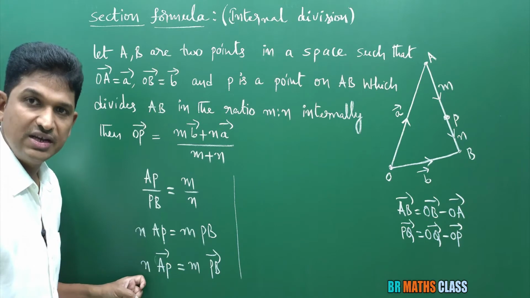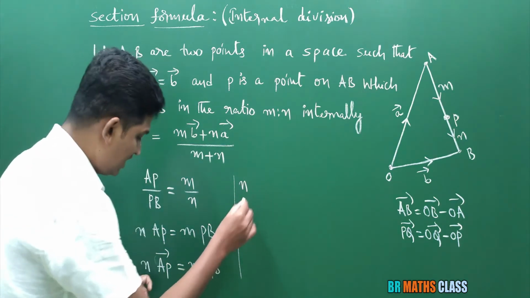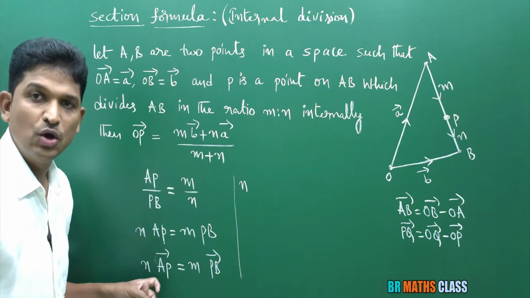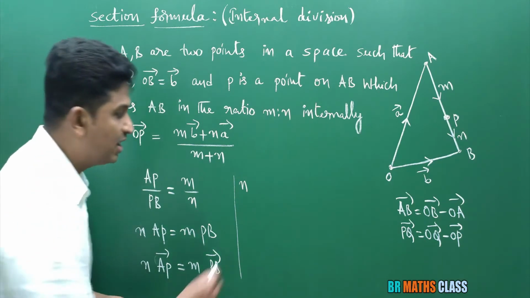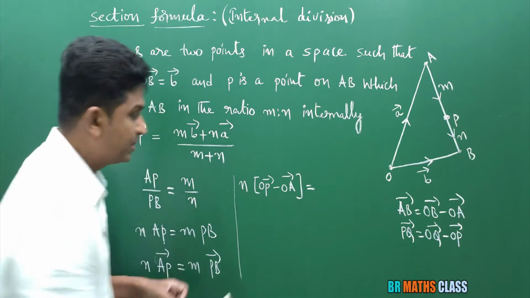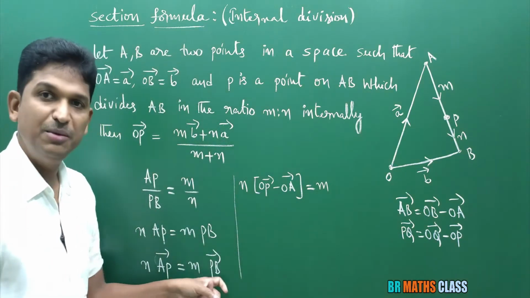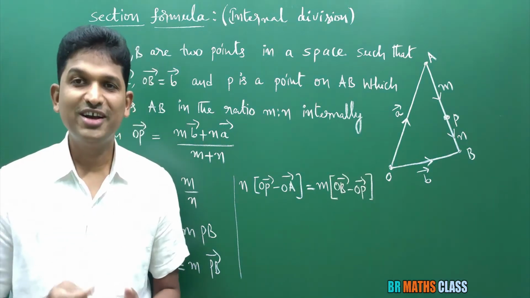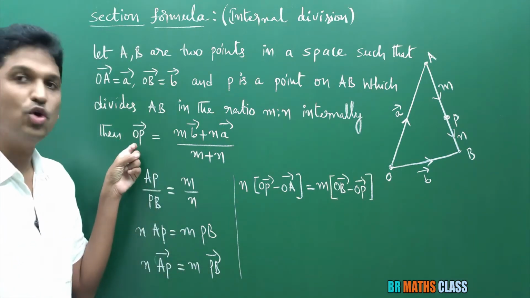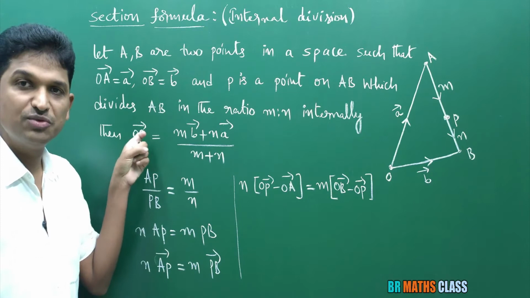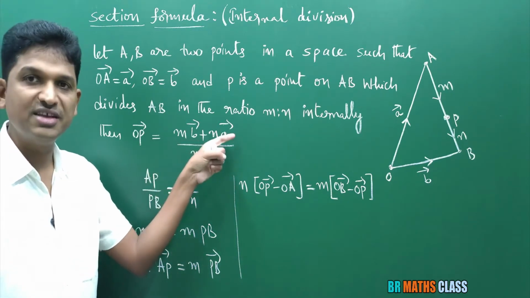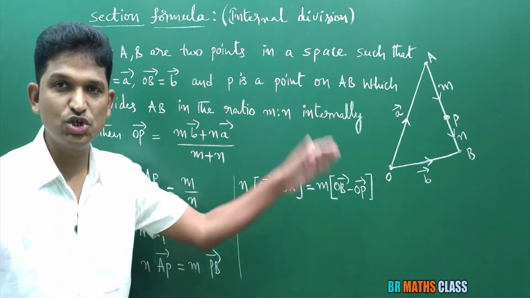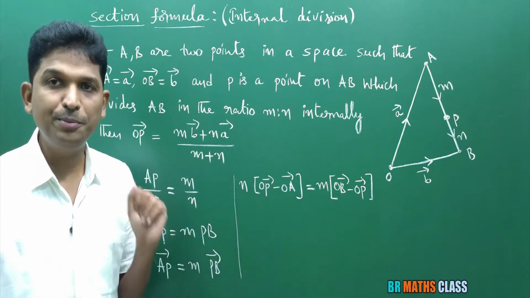So you see here, n into AP bar. AP bar can be written as OP bar minus OA bar, equal to m times PB bar. PB bar can be written as OB bar minus OP bar. Actually, what am I trying for? I am trying for OP bar. I need to prove that the position vector of point P is (m OB bar plus n OA bar) divided by (m plus n). So in the process of simplification, I'll try for OP bar.